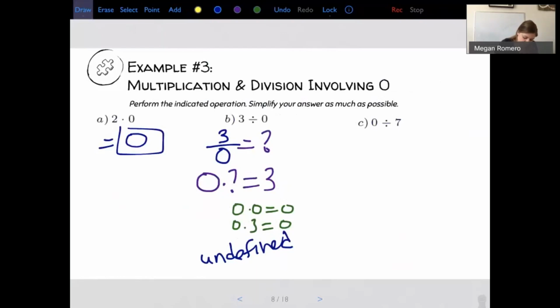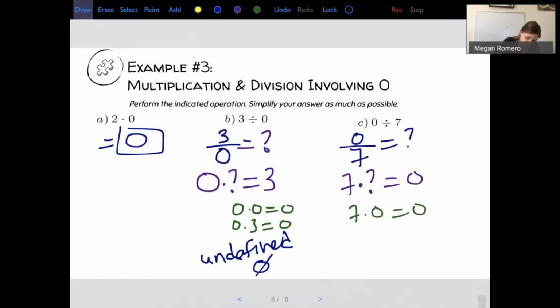You may also see it as a circle with a slash through it. And lastly, part C, 0 divided by 7 equals question mark. If we rewrite this, 7 times question mark equals 0. So what times 7 gives us 0? The answer here is 0. So I showed you the why because if we understand why, we don't have to memorize as much. When 0 is on the bottom, or when we're dividing by 0, our answer is undefined. When 0 is in the numerator, or we're dividing 0 by a number, our answer is 0.